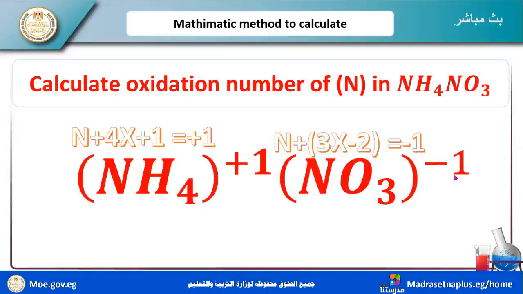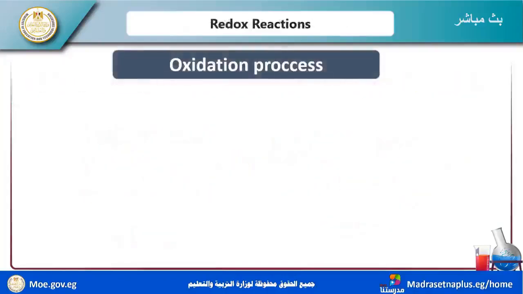So nitrogen here is negative 3, and nitrogen here is positive 5. Okay, so this is right. Nitrogen has two oxidation numbers because it is in separate polyatomic groups, ammonium and nitrate. So we have two oxidation numbers of nitrogen, negative 3 and positive 5.